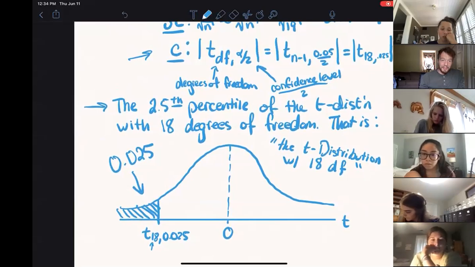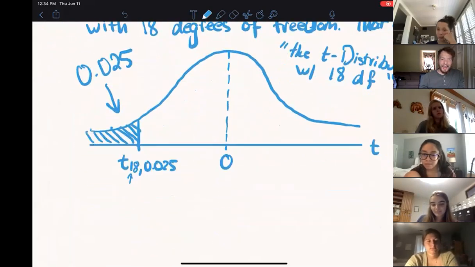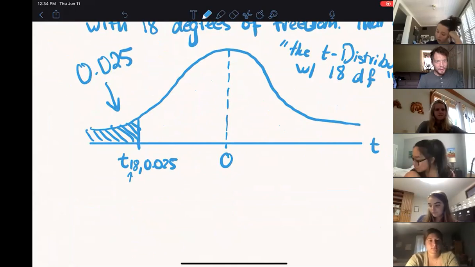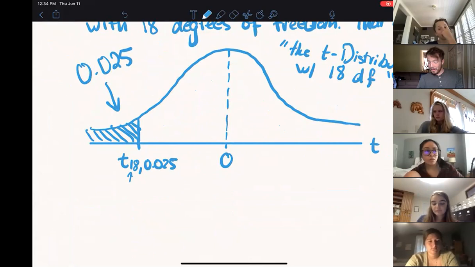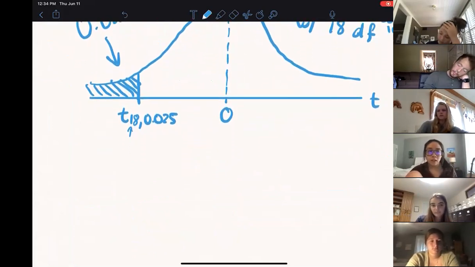How do we actually find this? The answer is we're just going to use Excel again. You remember we used norm.s.inv to get this before? Do you remember that function when we were finding critical values? We're going to do the same thing here, except now there's a t.inv function. I'm going to show that to us.